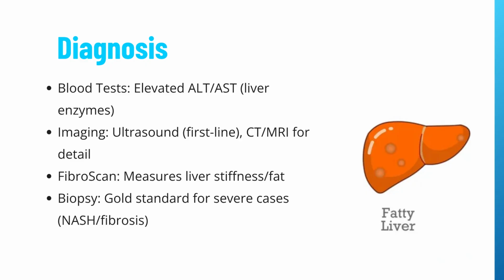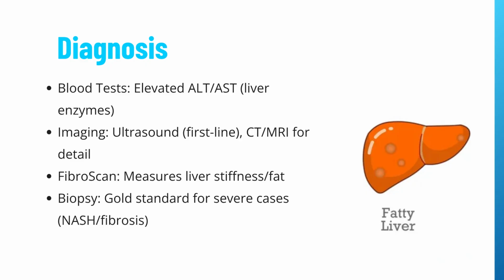Imaging studies. A liver ultrasound is usually the first line imaging test. It's non-invasive, widely available, and can detect increased liver echogenicity, a sign of fat accumulation. However, it may not detect mild steatosis. If more detail is needed, doctors may order a CT scan or MRI, which can provide better visualization of fat content and liver structure. Next is the FibroScan or transient elastography.